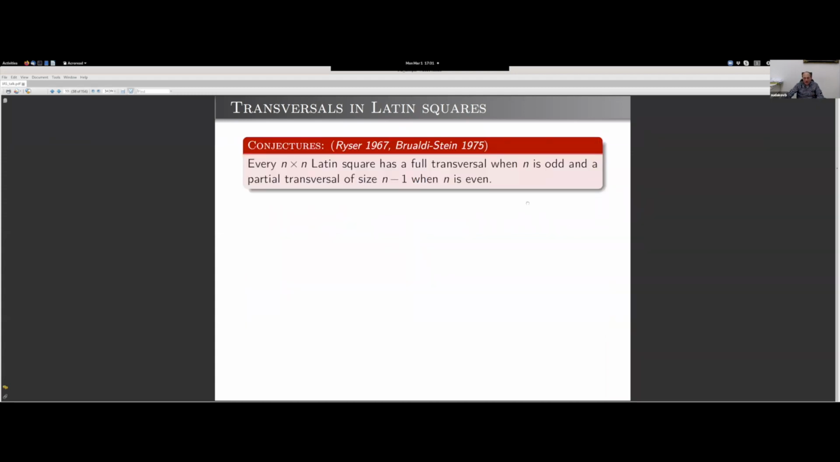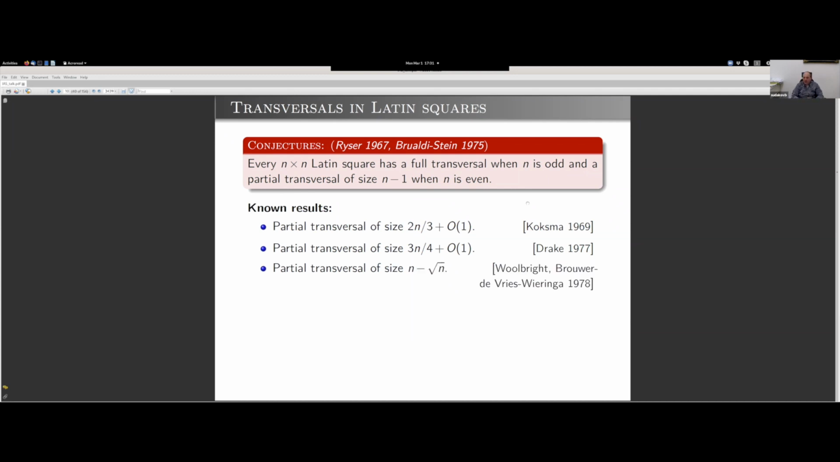Let me mention some of them. The first result was proved in 1969 by Koksma, who proved that every Latin square has a transversal of size at least 2/3 n. Then this was improved to 3/4 of n. And the first asymptotic result was proved by Woolbright and Brouwer, and de Vries and Wieringa, who showed that every Latin square has a transversal of size n minus square root of n. And the best result until recently was proved about 30 years ago by Peter Shor, who showed that there is always a transversal of size n minus a constant times log squared n, which is very close to a full transversal.